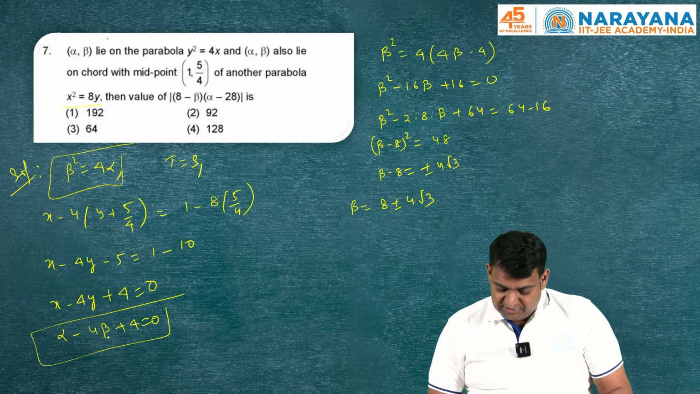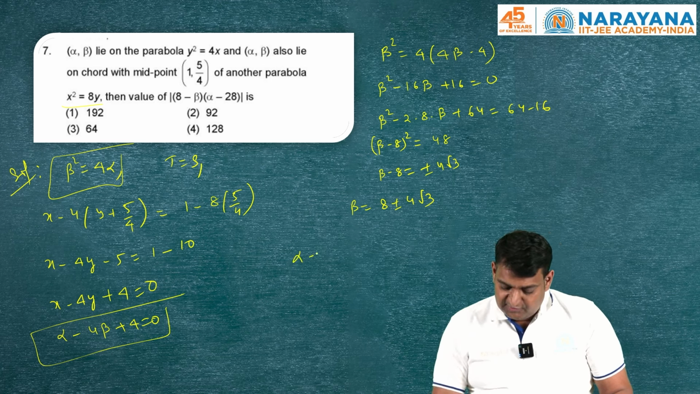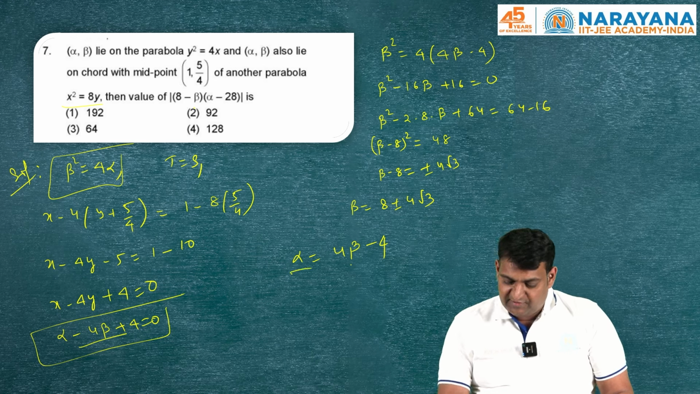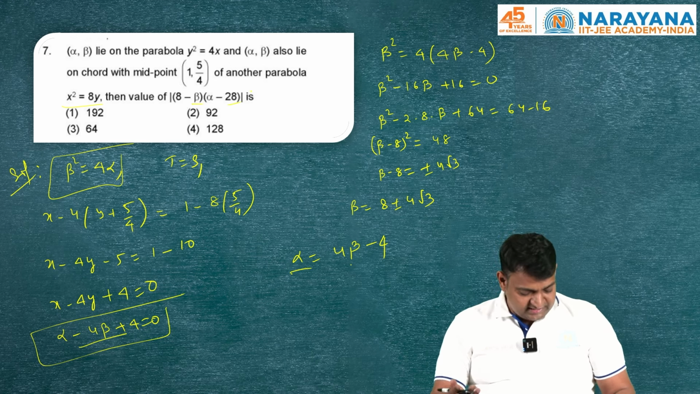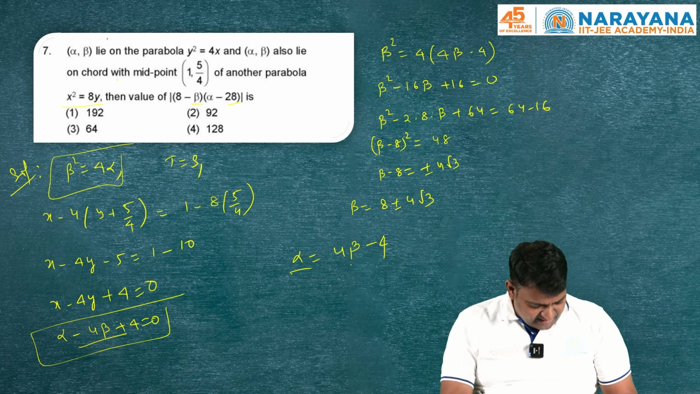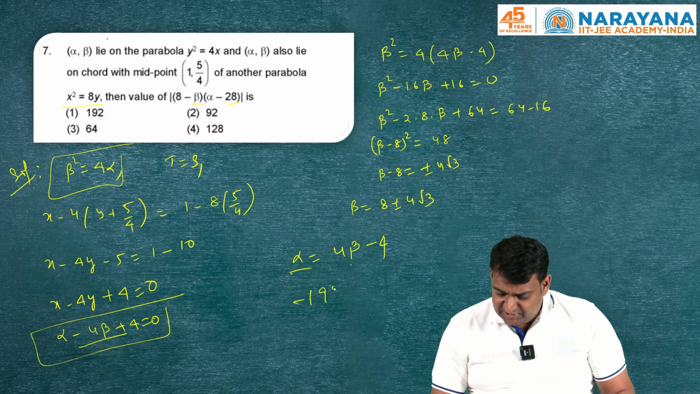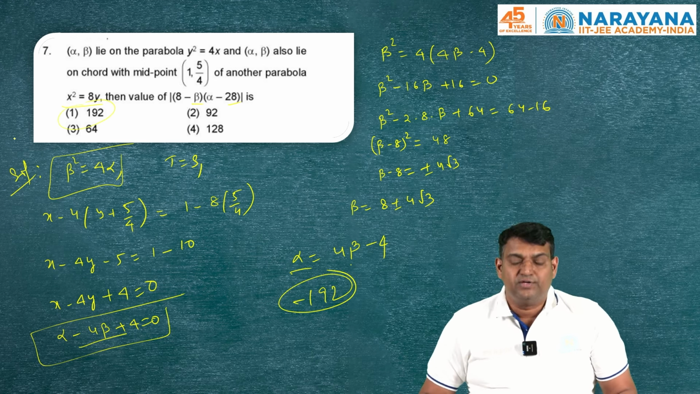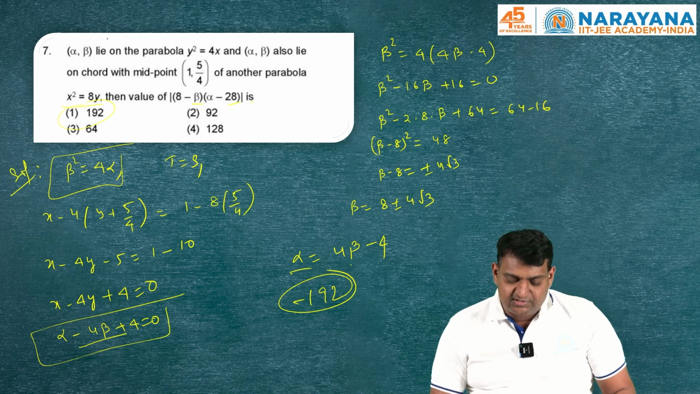And now come on, tell me, once you got beta, can you get alpha also? What is alpha? 4 beta minus 4, check it. So substitute beta here, you will get the alpha value. Once you have alpha and beta, you just substitute here, and the simplification part you can do, I guess. After simplification, we are getting the value as actually minus 192 again. I think the typing error is there. The answer is minus 192. Acha, acha. But modulus is there, na? So yes, yes. So I hope you can do the calculation.